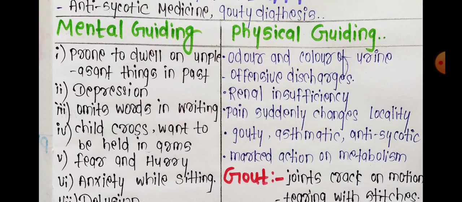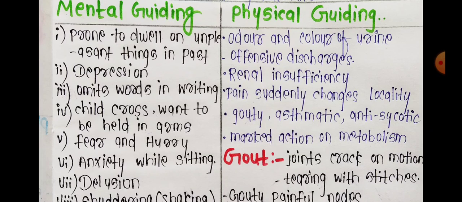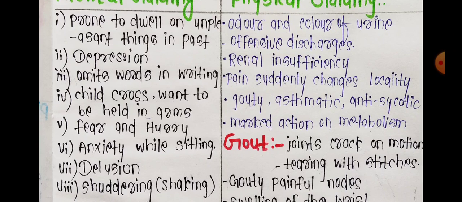Now we will see some physical guiding symptoms. So the most marked feature of benzoic acid is the strong smelling urine. So odor and color of urine are also important. Then offensive discharges. All discharges are offensive. Then renal insufficiency, and pain suddenly changes locality. Means whatever pain he has, the location always changes. Then gouty diathesis, as we saw.